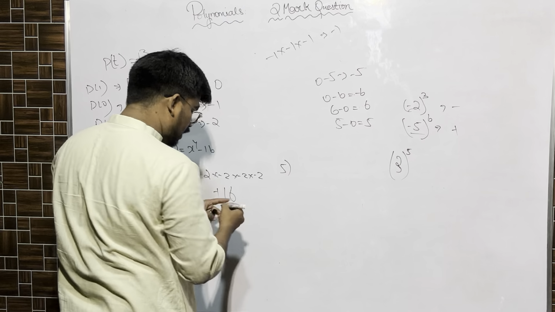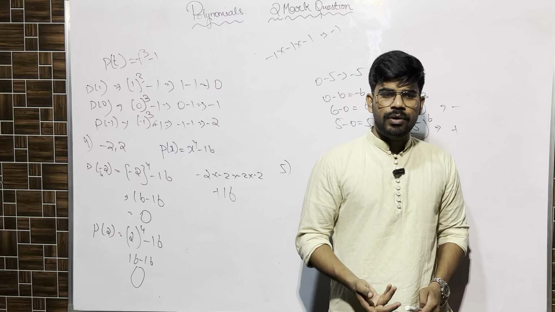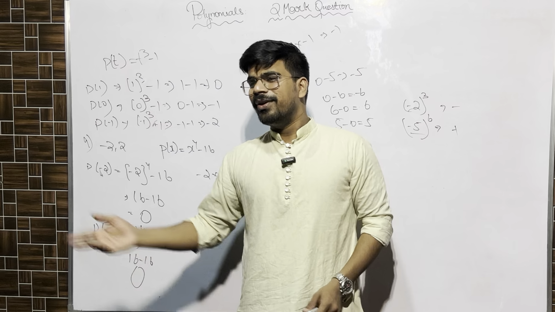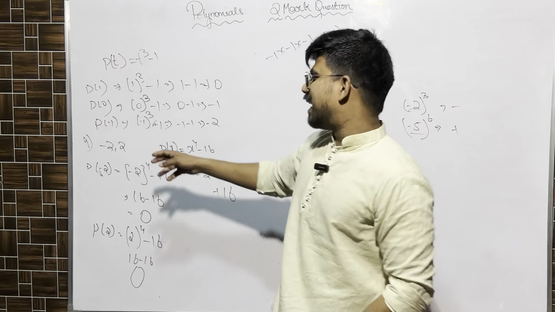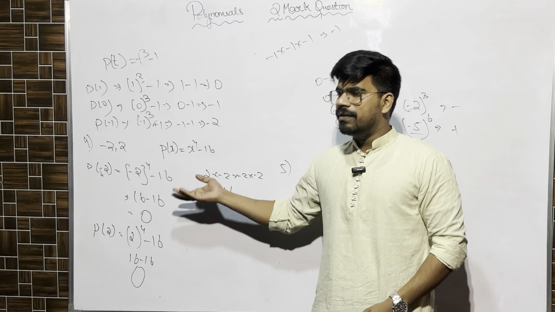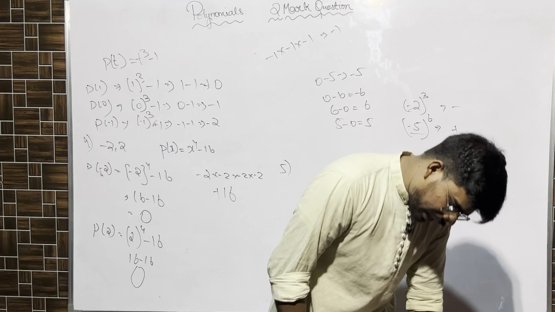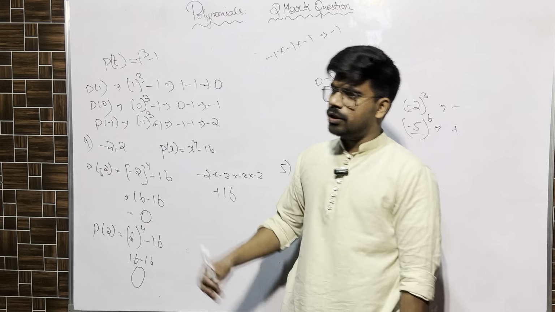In question number 5, for example, in this question, if he has asked us whether -2 and 2 are zeros of the polynomial, what do we do? We have to substitute here, and if the answer is 0, then we'll say it is a zero of the polynomial. See, the same question is asked in different terms. Here he said, check whether -2 and 2 are zeros of the polynomial or not.